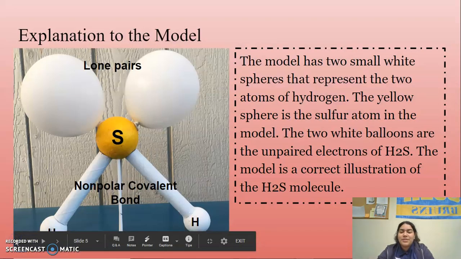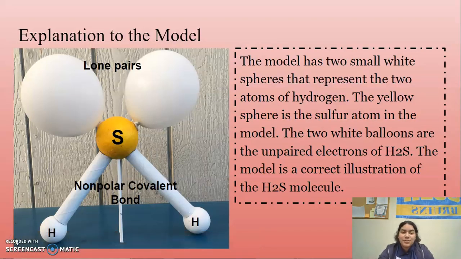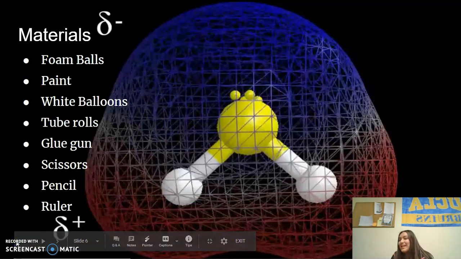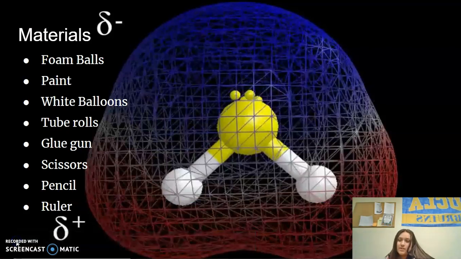So this is the 3D model we did. The model has two small white spheres that represent the two atoms of hydrogen. The yellow sphere is the sulfur atom in the molecule. The two white balloons are the unshared electrons of H2S. The model is a correct illustration of the H2S molecule. The materials that we used for our 3D model were foam balls, paint, white balloons, two straws, a glue gun, scissors, pencil, and ruler.